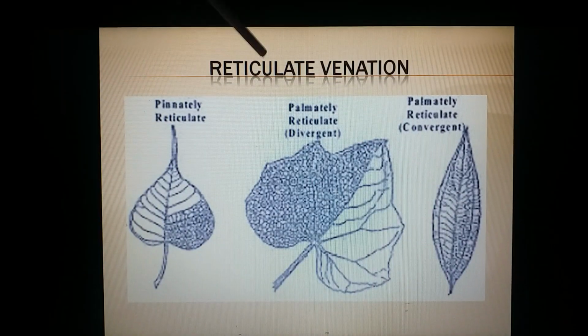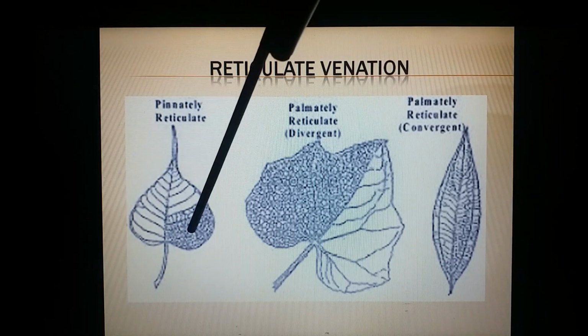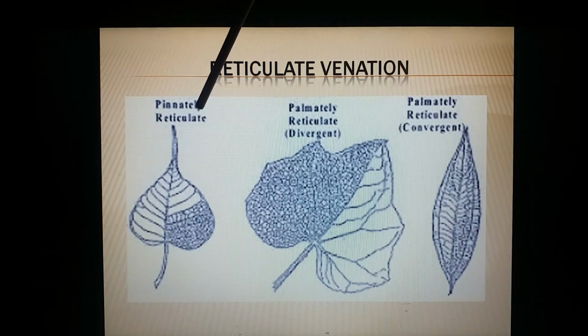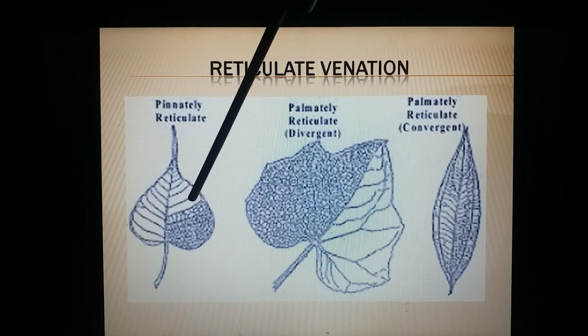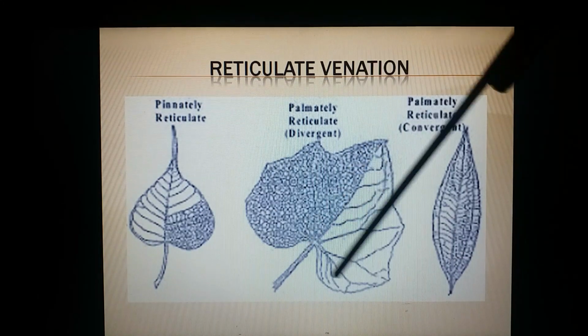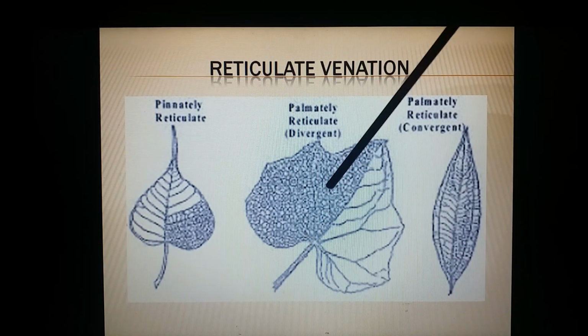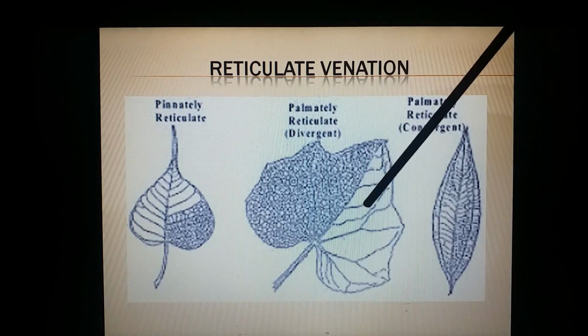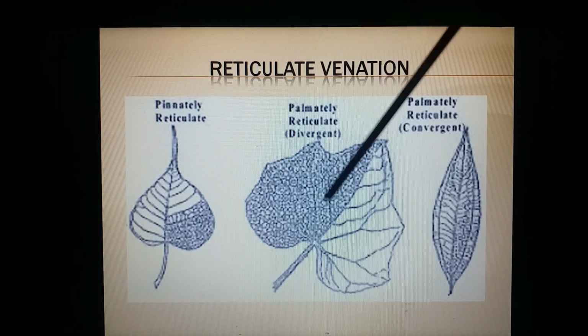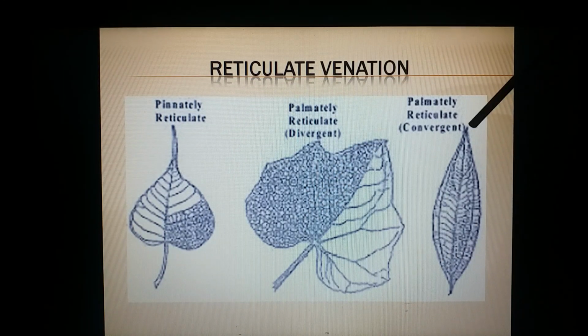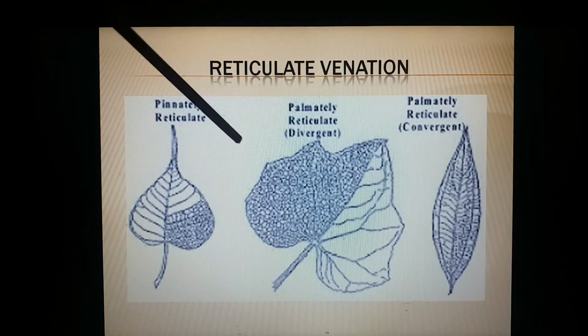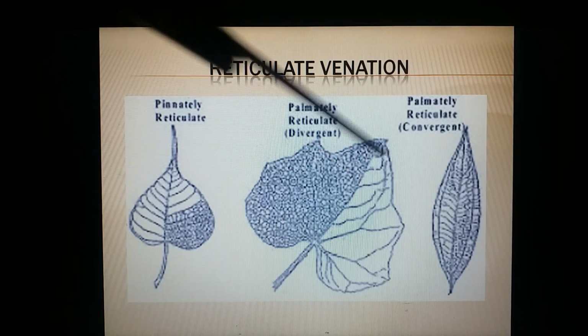Here we go. This is reticulate venation, a network-like structure. If there is only one midrib and lateral veins are arranged in such a fashion, it is called pinnate or otherwise unicostate. Typical examples are ficus or mango. If there are a number of midribs and they do not meet at the apex, it is called palmate or otherwise multicostate. If they do not meet, it is called divergent. We could see it in the case of Cucurbita, Passiflora, Gossypium, etc. If the midribs meet at the apex, it is called convergent. The best example for this is Zizyphus. So that is reticulate venation. This is unicostate and these two are multicostate.